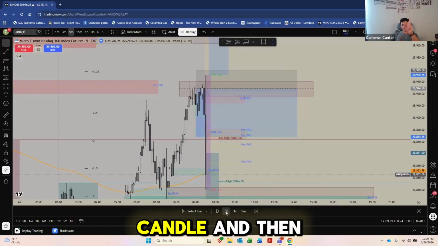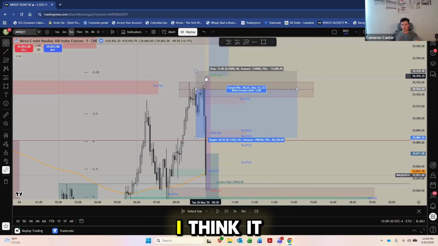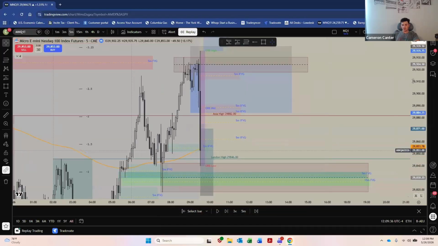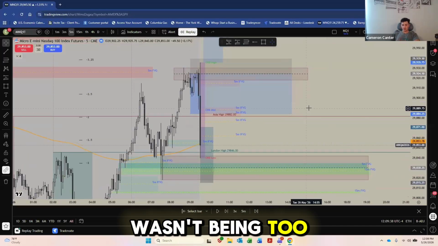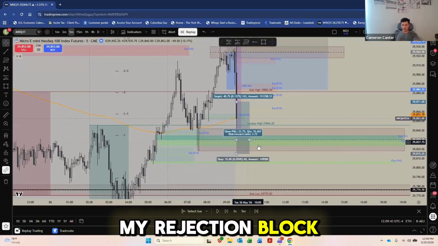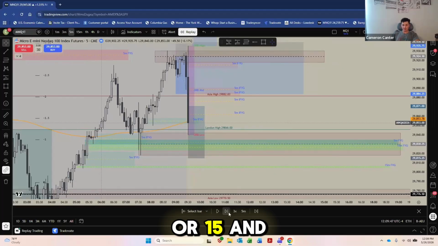And then look, that's the opening candle. And then this spiked up and almost took out my stop. I think it was like 11 points in drawdown almost. And then out of nowhere, flushed, hit my TP, which was just 40 points. I wasn't being too aggressive. And then by then, market was open. I had my rejection block down here. Normal 10, 15, or 15 and 40.